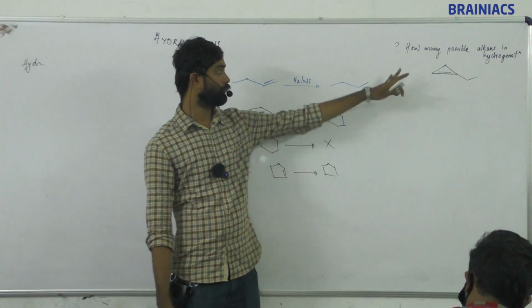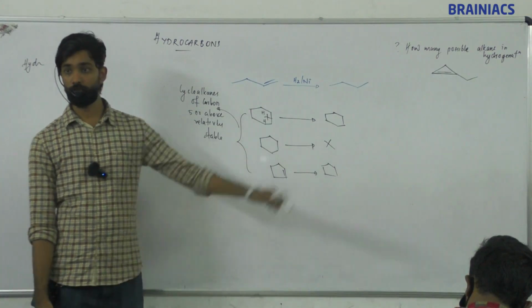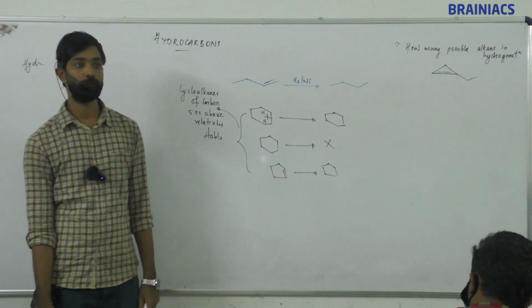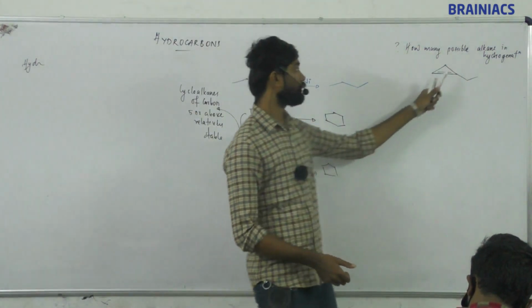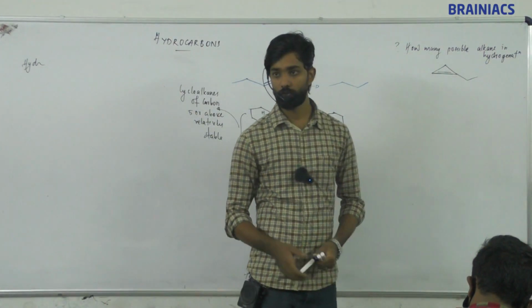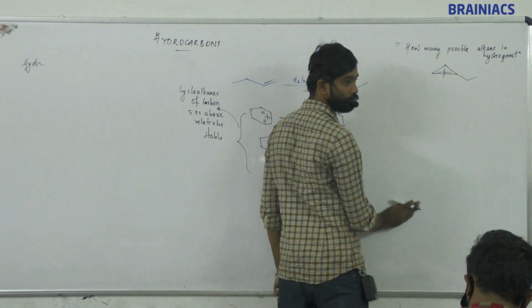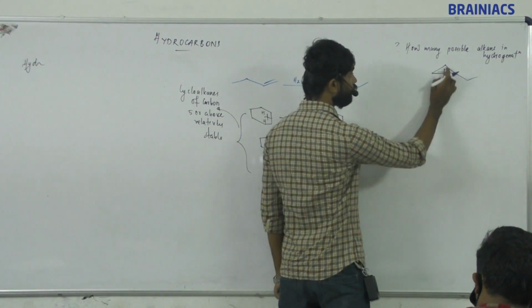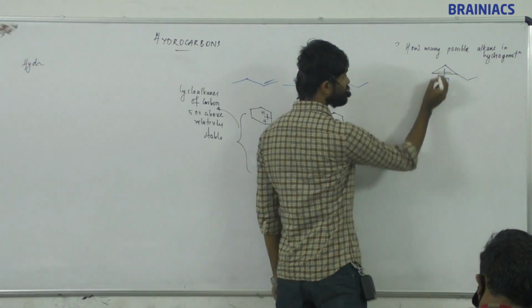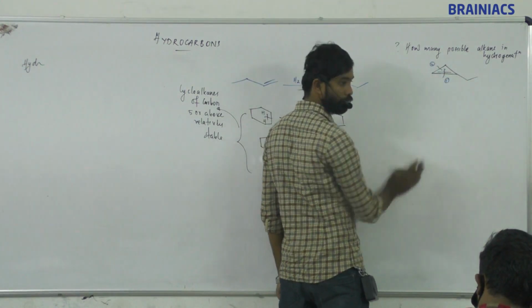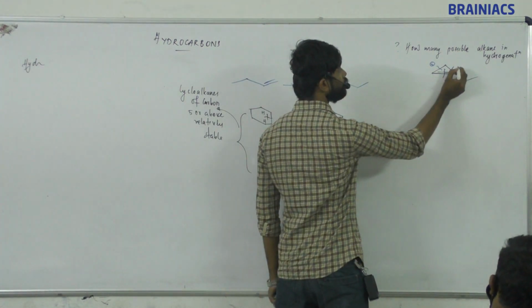Hydrogenation. Okay, that's the question. How many possible alkanes in hydrogenation of that typical molecule? Okay. So the chances are the ring is cyclopropyl. Okay, so the ring may cleave. So the first chance here. Okay, the whole bonds may be cleaved. That's possibility number one. Or the second chance here. Ready. Or the third chance here.